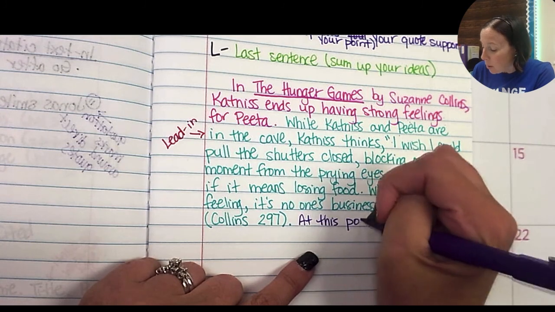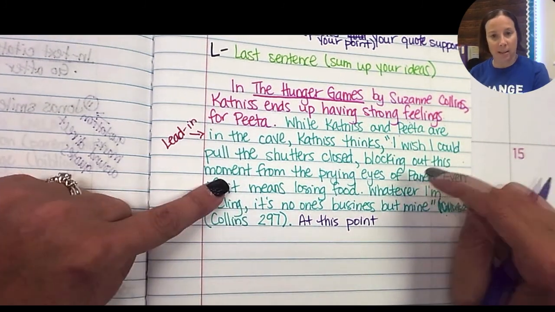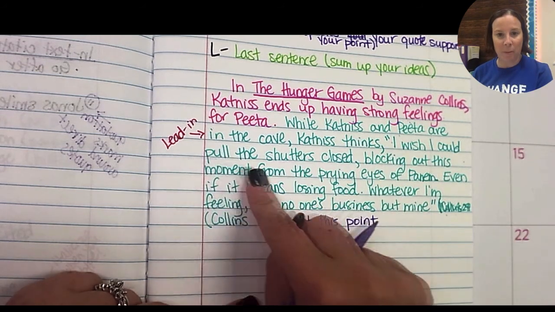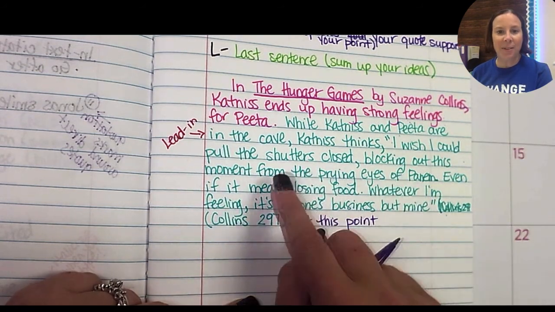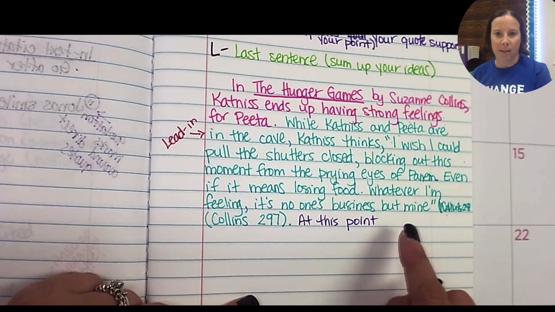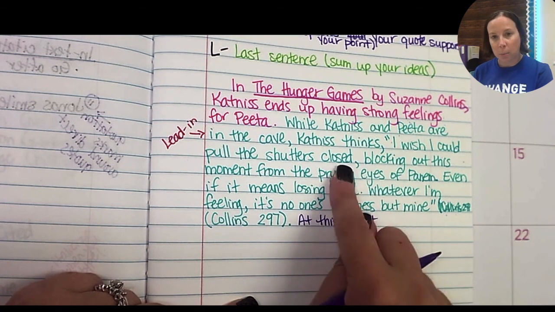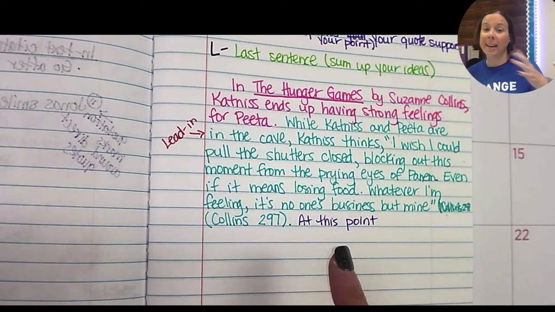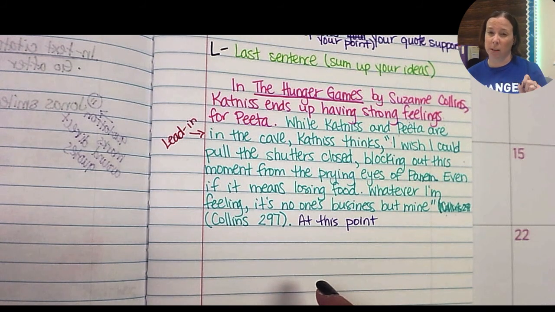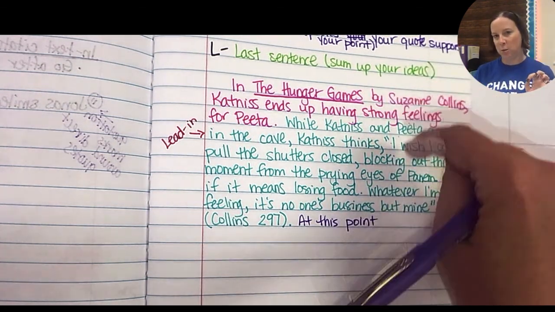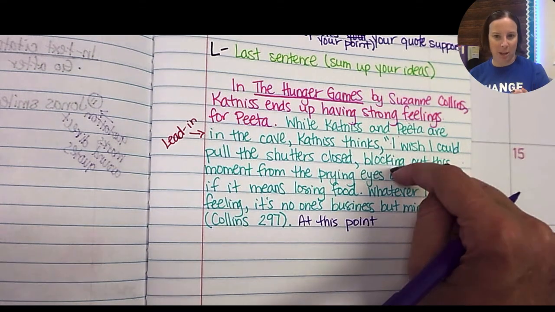So I'm going to explain how I connected this quote, "I wish I could pull the shutters closed," blocking out this moment from the prying eyes of Panem. Even if it means losing food, whatever I'm feeling is no one's business but mine. I'm going to explain how this proves that she has strong feelings for Peeta. That's my job here. I cannot read your mind. I have zero desire to be in the brain of a 7th or 8th grader. Does everybody understand? But I have to understand how you connected these two things. And that's what you're going to explain to me.